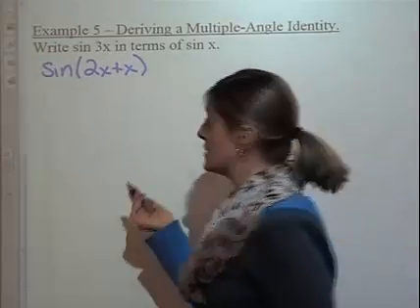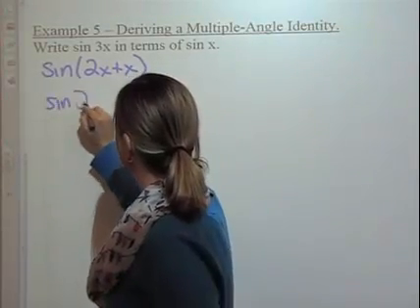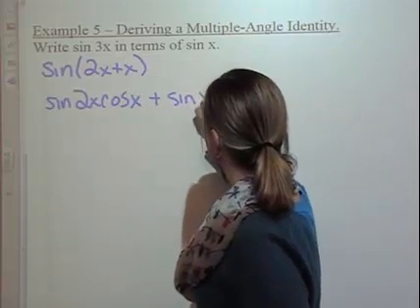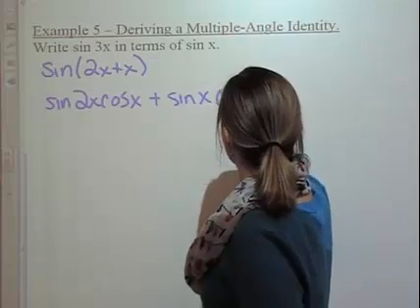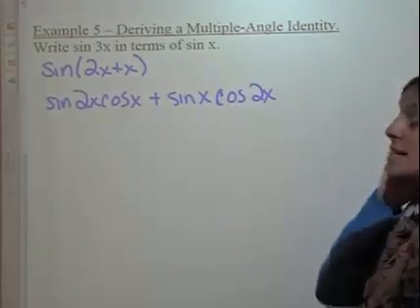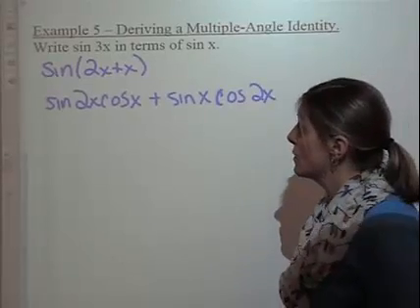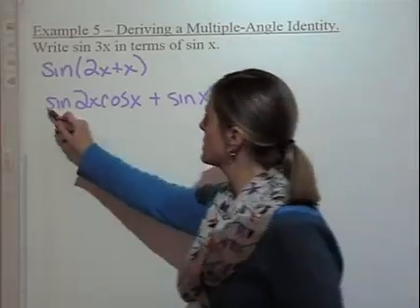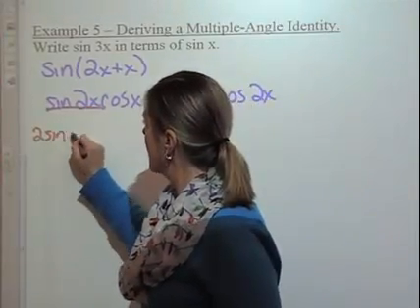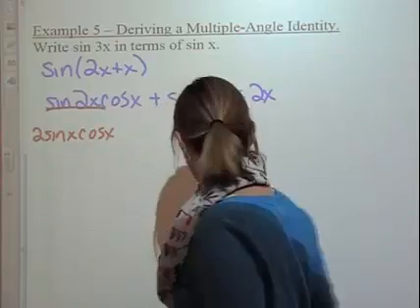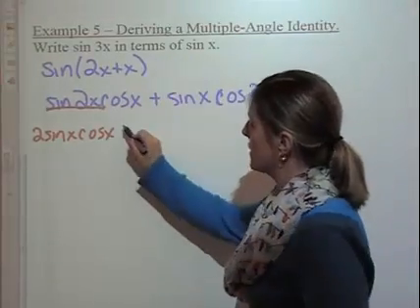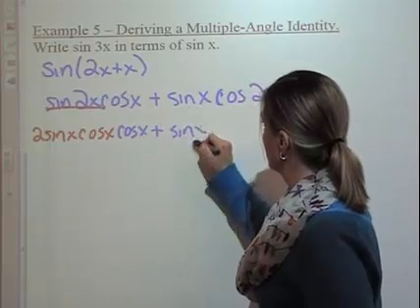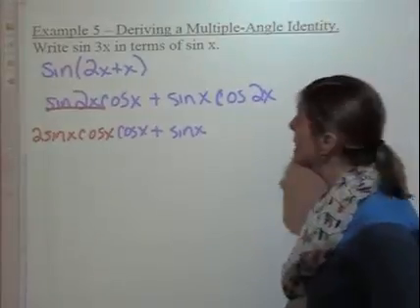So let's go ahead and do that. So we have sine of 2x cosine of x plus sine of x cosine of 2x. All right. Now we have some double angles that we could use. We could maybe do some double angle identities here. Well, we know that sine of 2x is going to be 2 sine x cosine x. And then we still have that cosine of x there, and then we still have our sine x there. And we can change that cosine of 2x.